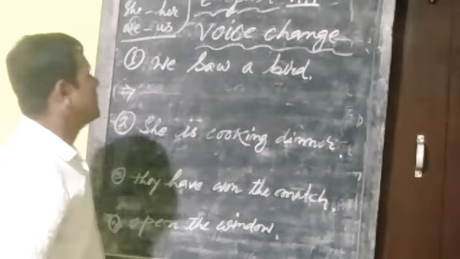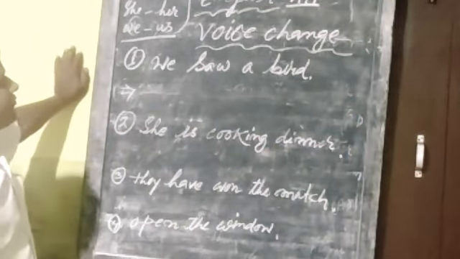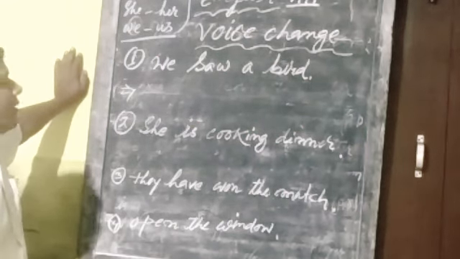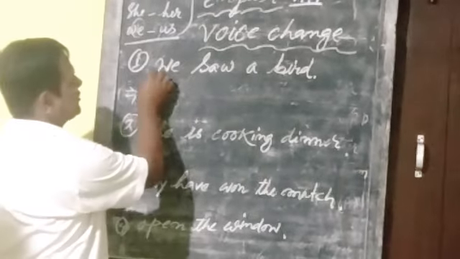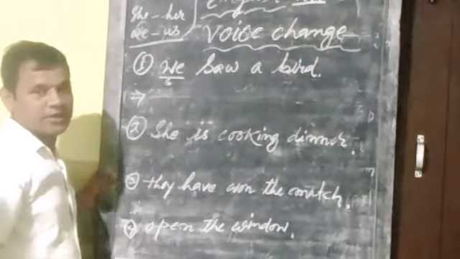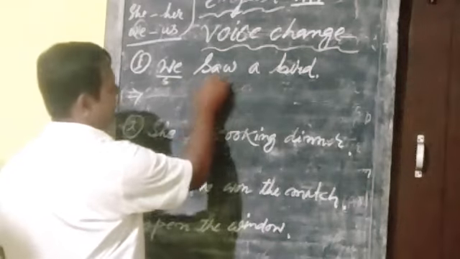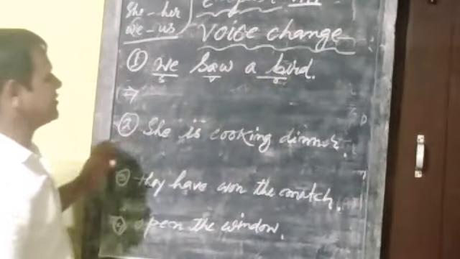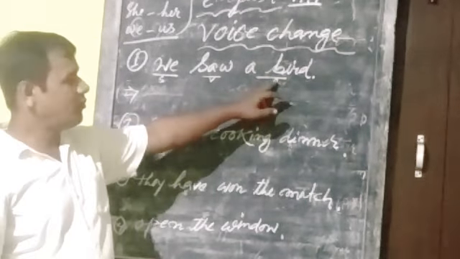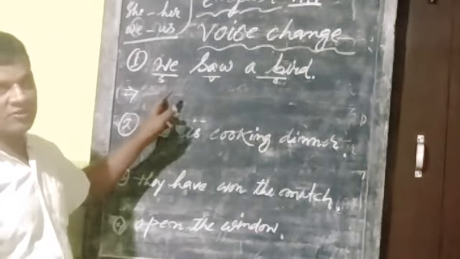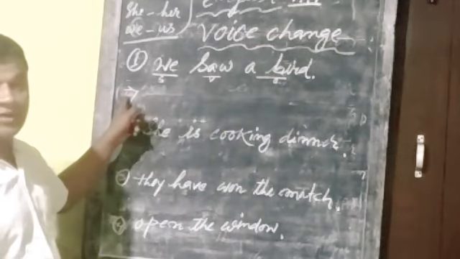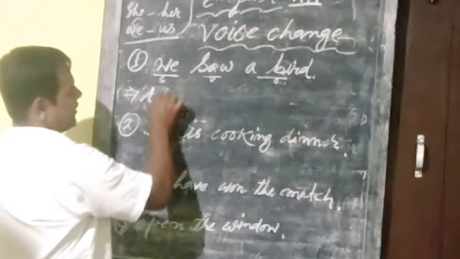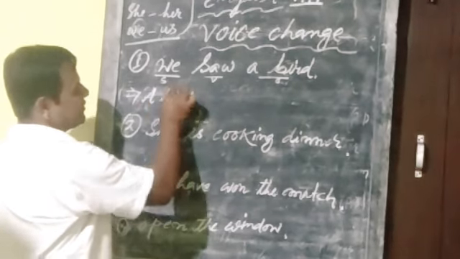So first of all, to change the voice from active to passive, we have 5 formulas. Number 1, we need 3: subject, the person who does the work, then verb, then object. Number 1 is object will come in place of subject. Here object is given, a bird. Then a bird will come in place of subject.